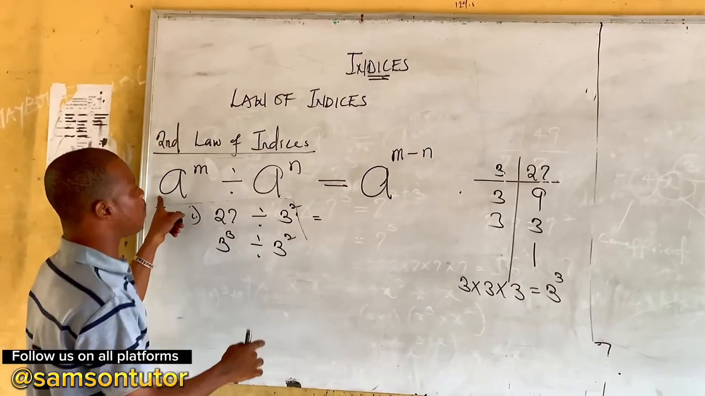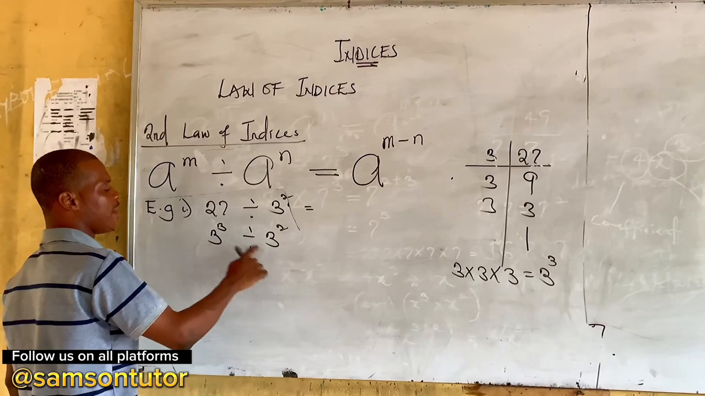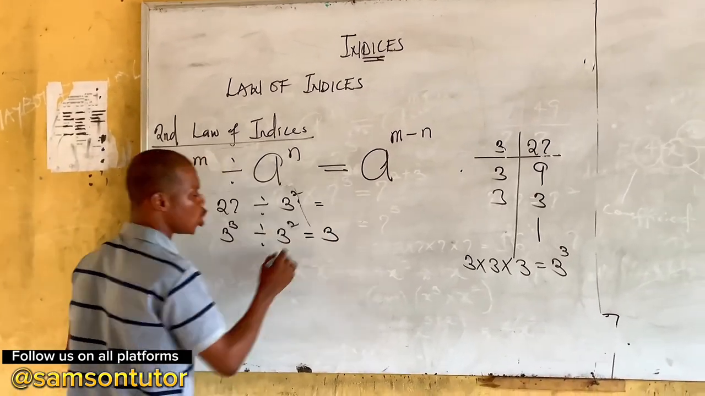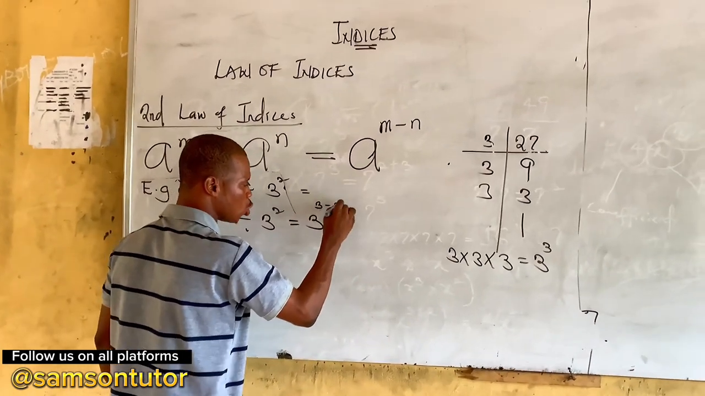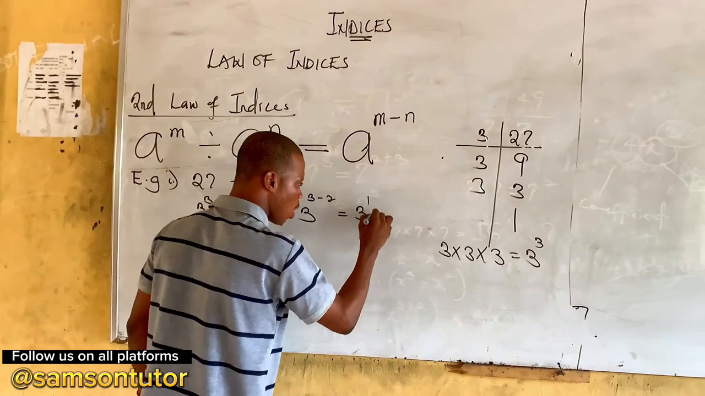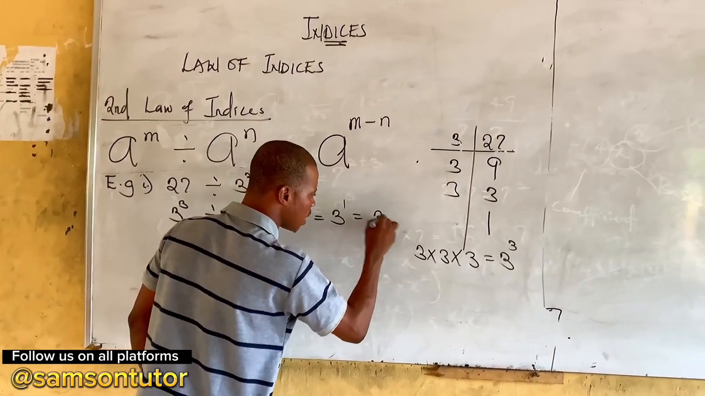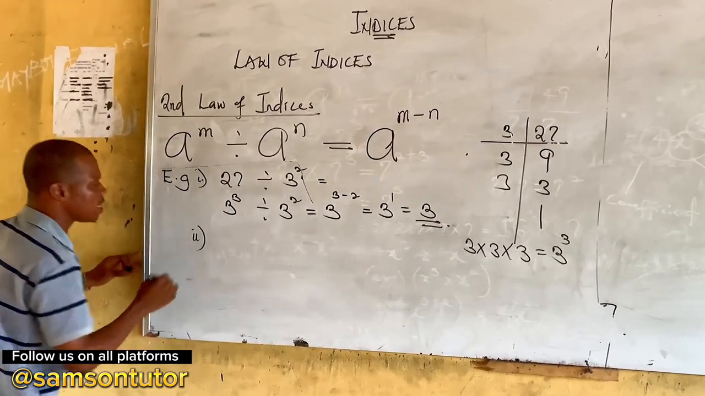Now, it is applicable to the second law of indices, which says that whenever we have the same base dividing each other, you take one of the base and you subtract the powers. We say 3 raised to the power 3 minus 2, which gives us 3 raised to the power 1, which is still the same thing as 3.